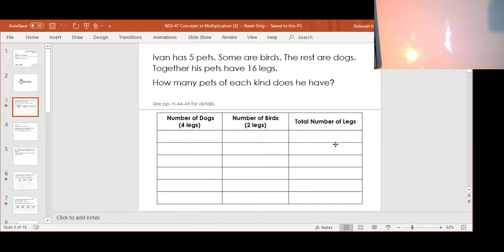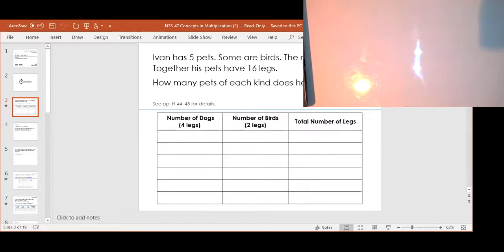And he only has 5 pets. So he could have, and he has some that are dogs and he has some that are birds. So there's got to be always at least 1 bird. So we're going to just fill in the chart of the possibilities and then figure out which one is the right answer. Okay, so I'm just going to do it over here. I'm going to try to make this a little bigger for you. I don't want to block your screen, but the other part, but I guess I can put it right there.